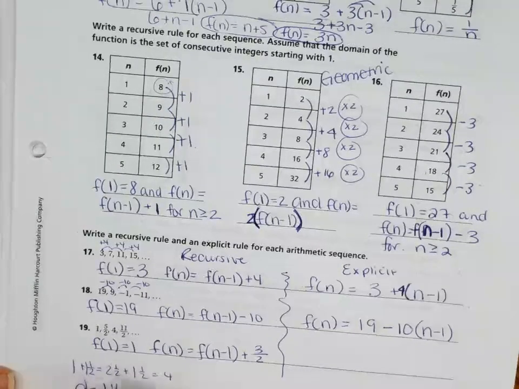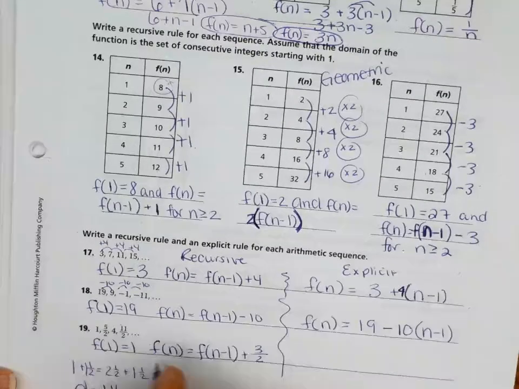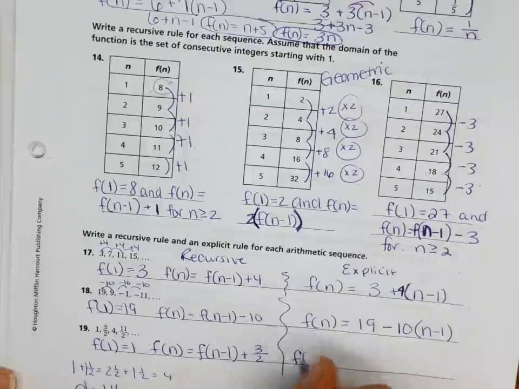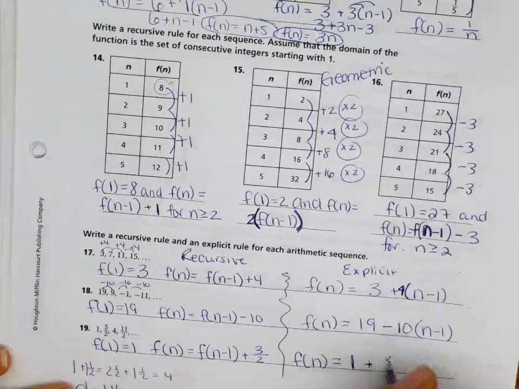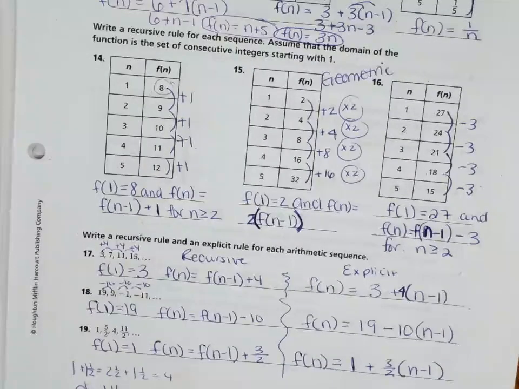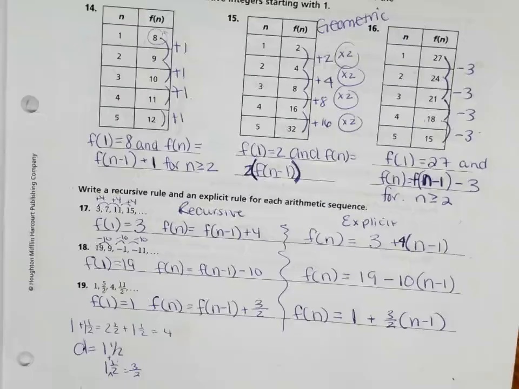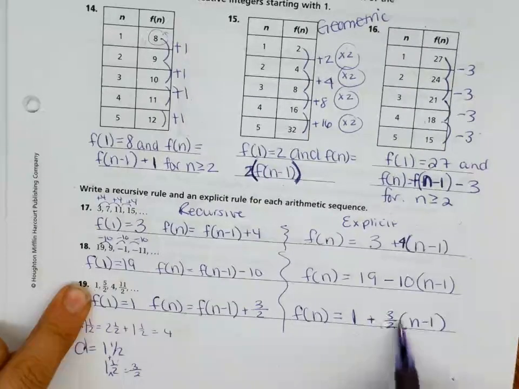1 and 1/2 times add 3 over 2, right? And then for explicit, f of n equals your first term plus 3.5 times n minus 1. You're adding 3.5, 1 less than the number of terms. First term plus, you're adding 3.5, 1 less than the number of terms.